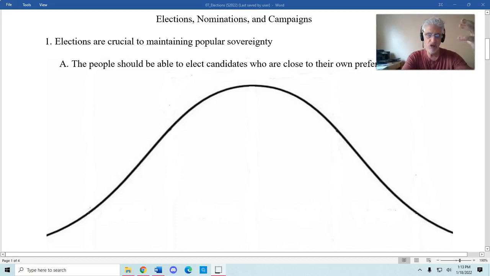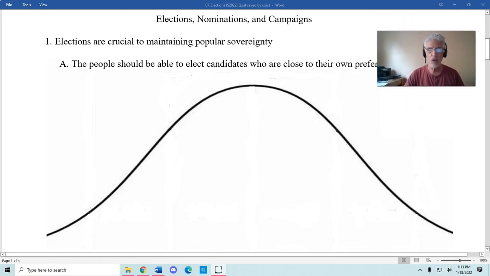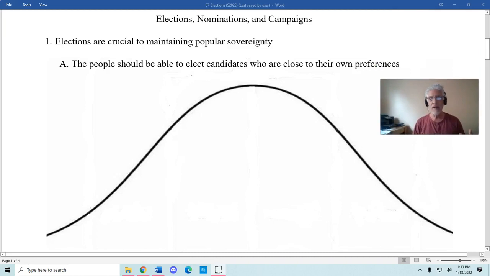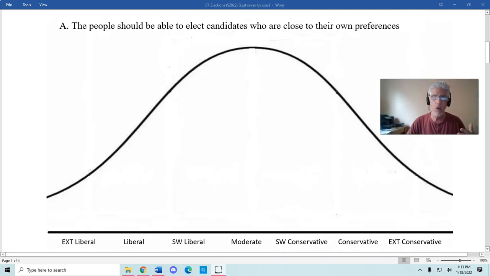Now, elections are central to maintaining popular sovereignty. If you recall back to the very first lectures in which we talked about assessing democracy, popular sovereignty is the idea that people are in charge, that we get to select our rulers. And while I haven't talked about this thus far, the way it works is that in an election, people should be able to elect, or more accurately, vote for candidates who are closer to their own preferences, right?